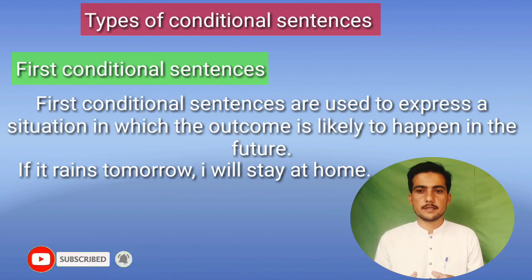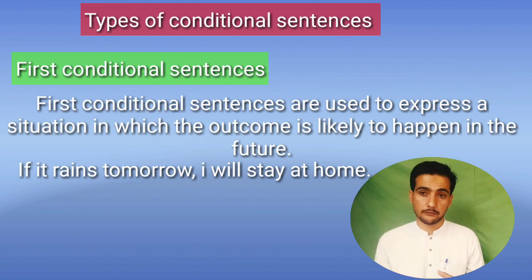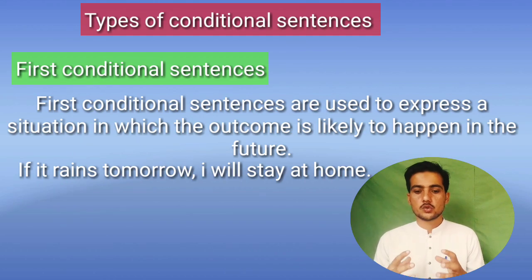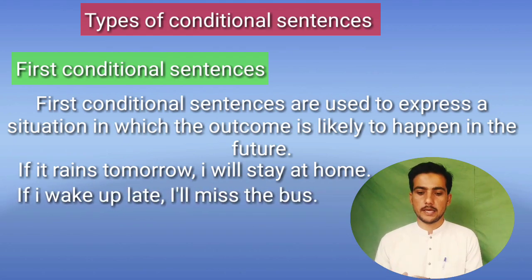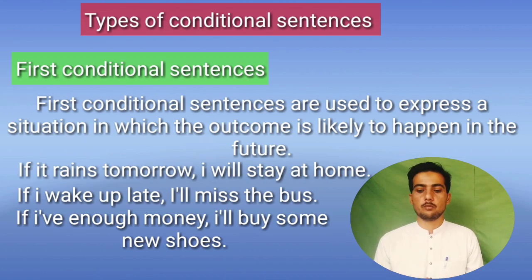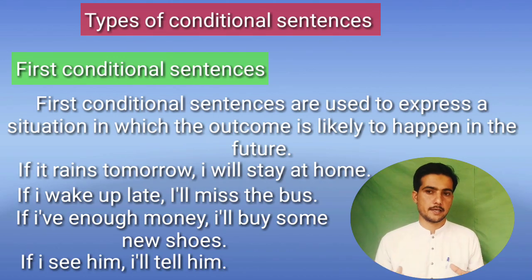So only knowing these sentences is not enough. We should also understand the formation of it. So how can we form it? The first is if plus simple present tense plus simple future tense. You can see here more examples, like: if I wake up late, I will miss the bus. If I have enough money, I will buy some new shoes. If I see him, I will tell him. So these are probable conditions, because we are not certain. It may or may not happen.